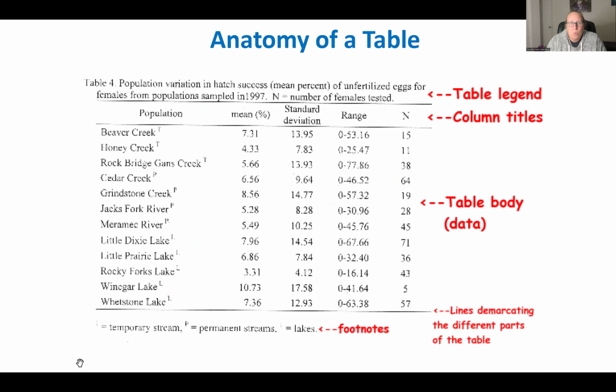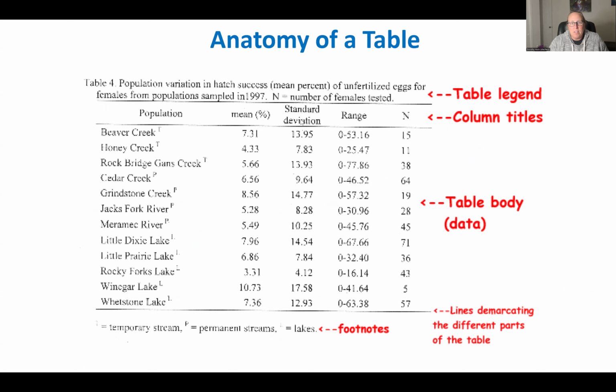For a table, it's really important that your table goes on top. So in the figures, you put your description on the bottom. For the table, you put your description on top. So it's a legend. It tells you what everything is. You have column titles, the whole body of the table, and then you can put footnotes if you need to.